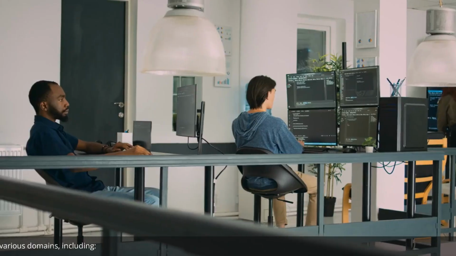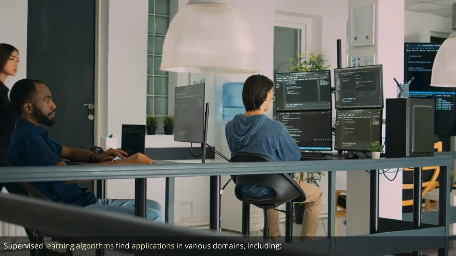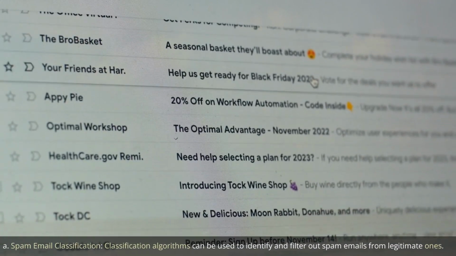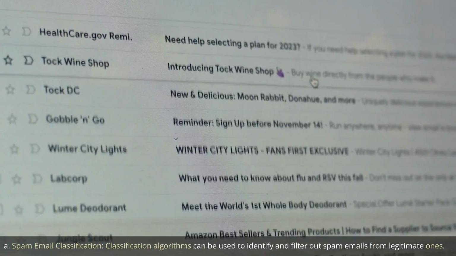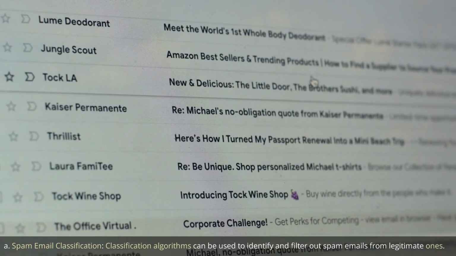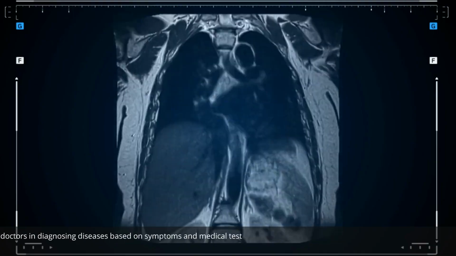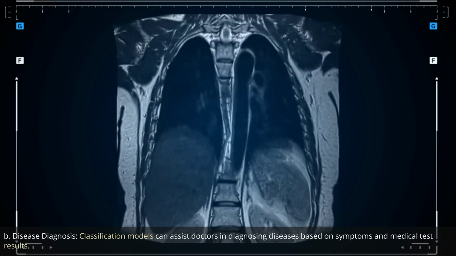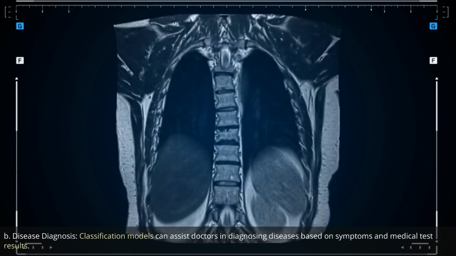5. Applications of supervised learning. Supervised learning algorithms find applications in various domains, including: A. Spam email classification. Classification algorithms can be used to identify and filter out spam emails from legitimate ones. B. Disease diagnosis. Classification models can assist doctors in diagnosing diseases based on symptoms and medical test results.